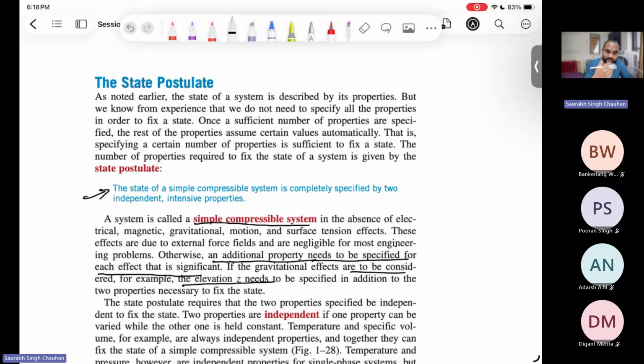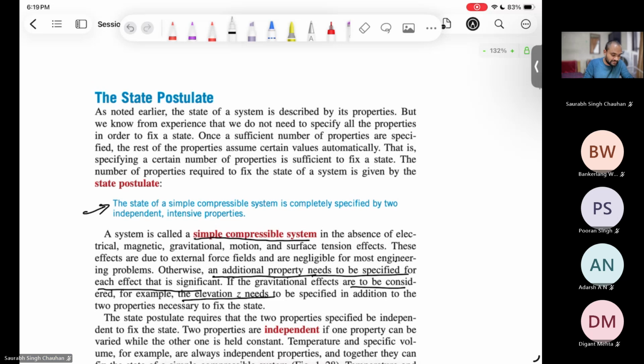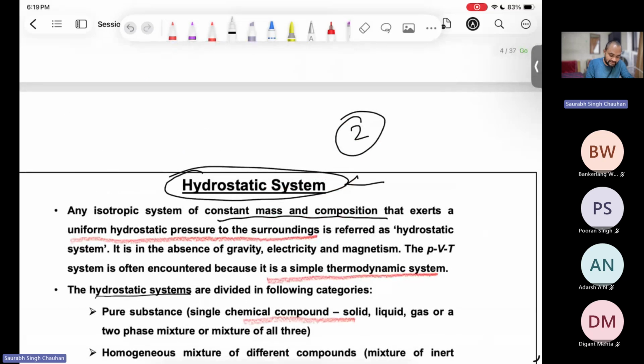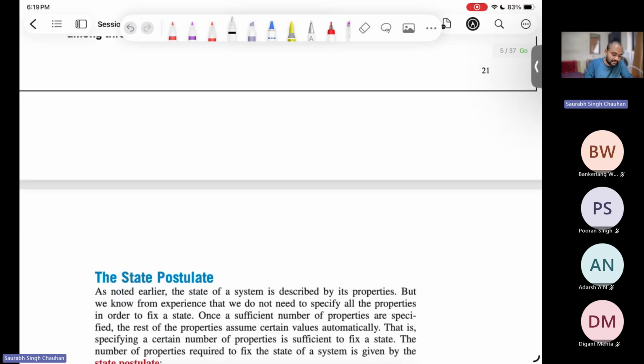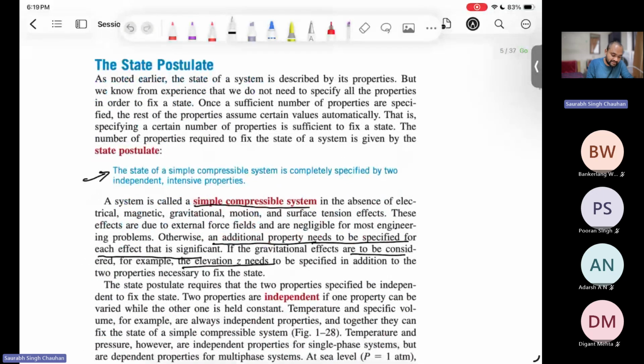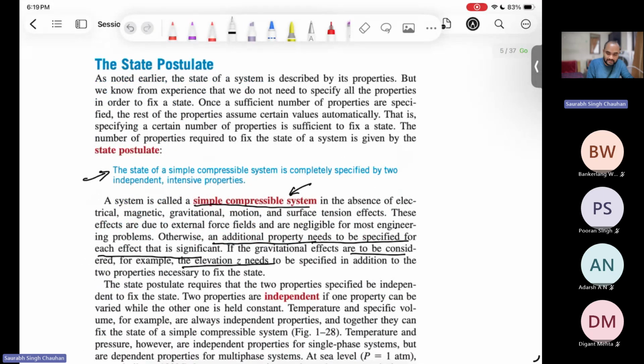So if you add one more phase, then the independent property will be reduced by one, right? Okay. So that's what this hydrostatic system means. This is similar to what you might have studied in your basic thermodynamics course as a simple compressible system. Okay. So is that clear?